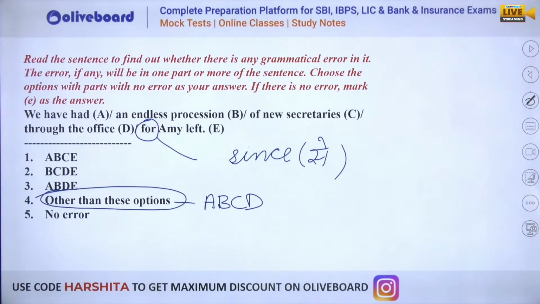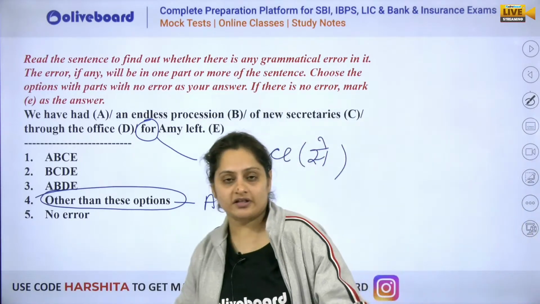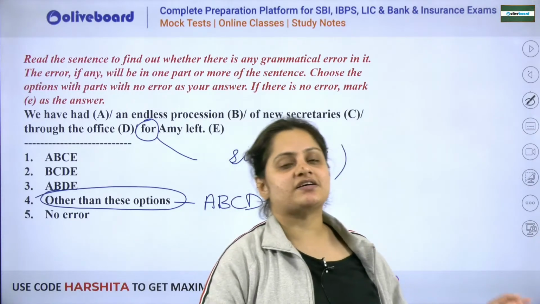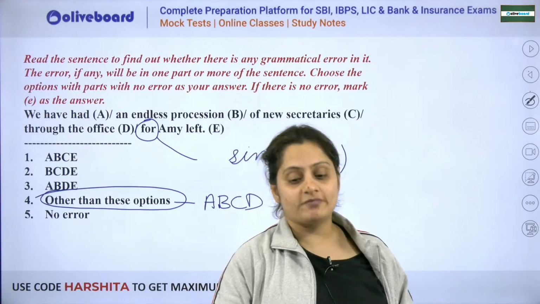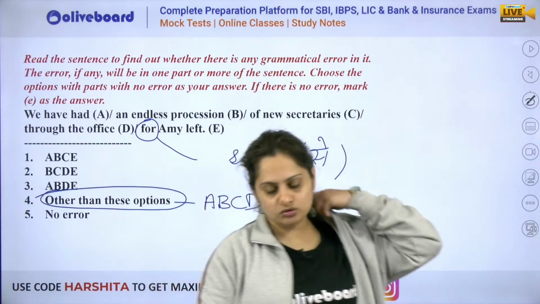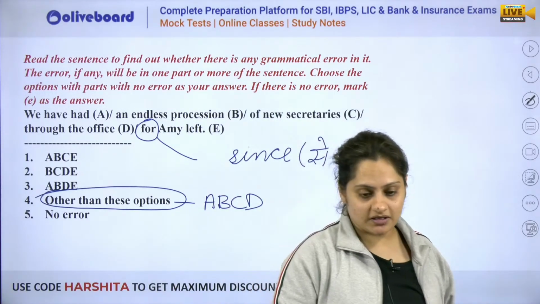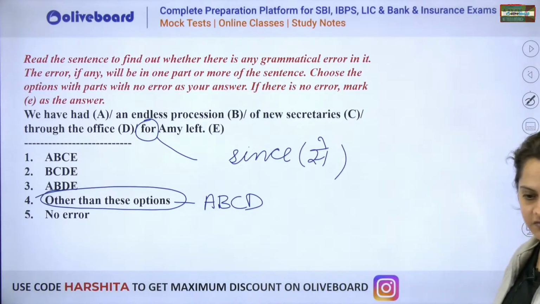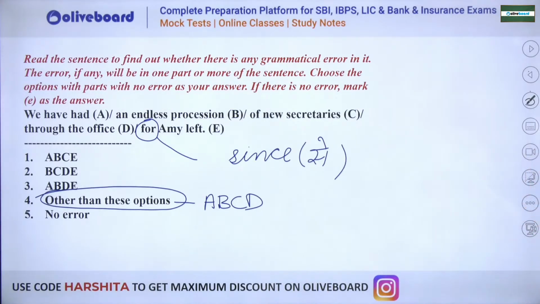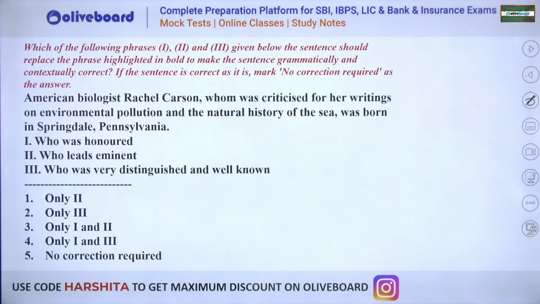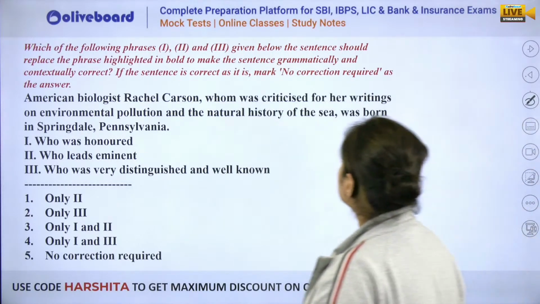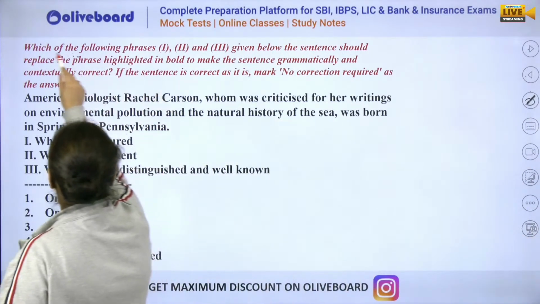Now, why is "through" correct? What is procession? You understand? Moving, people moving in, going out. So actually Amy must be a secretary. She left the office, then they were moving there. Through the office means there were more people and secretaries coming in, coming out. There was a lot of movement. Procession is movement. They were coming in, coming out, roaming around in the office, maybe for an interview or for whatever, right? That is the context.